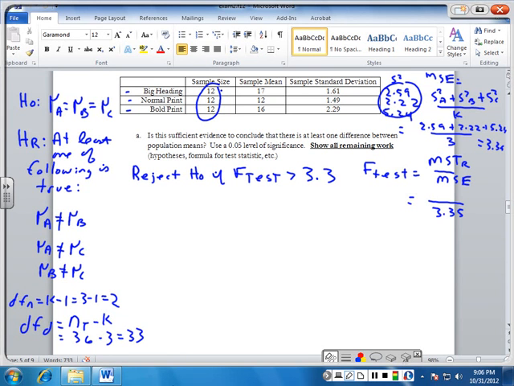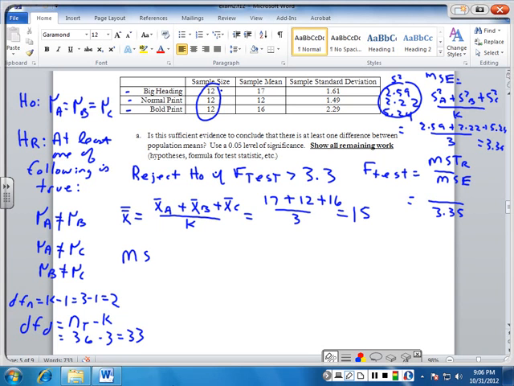So for the MSTR, before I can compute that, I'm going to have to get the mean of the means, the mean of the sample means. Some call that the grand mean, but anyway, x bar A plus x bar B plus x bar C. Get the three sample means, divide them by the number of groups. So we have 17 plus 12 plus 16 divided by 3. That's equal to 15.